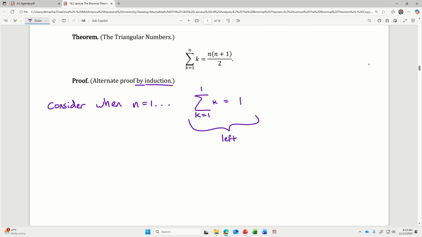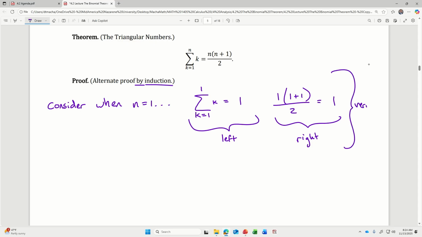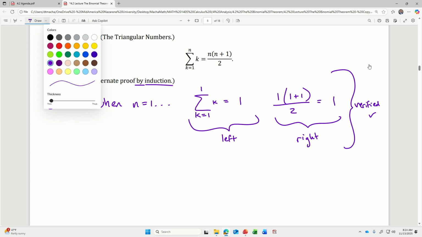That's the left side of my theorem. On the right side, I've got 1 times 1 plus 1 divided by 2, which is 2 divided by 2, which is 1 on the right side. And so we have verified that this theorem works for the case when n equals 1. Okay.